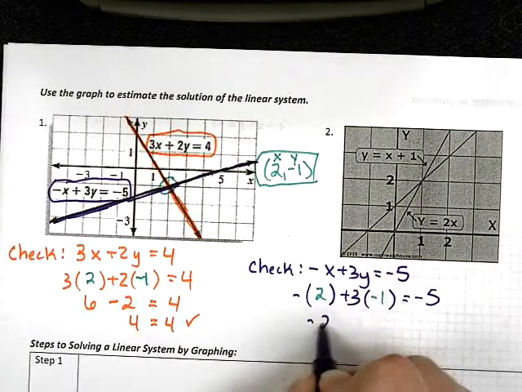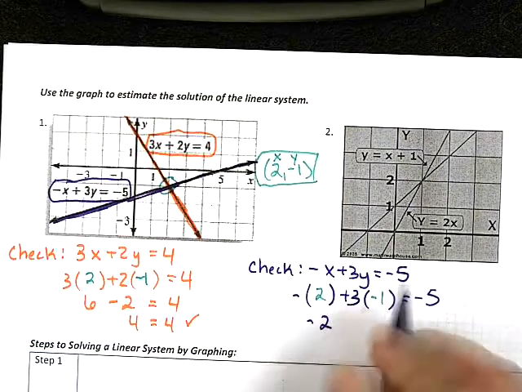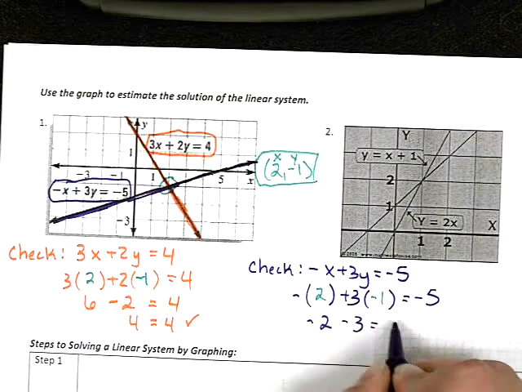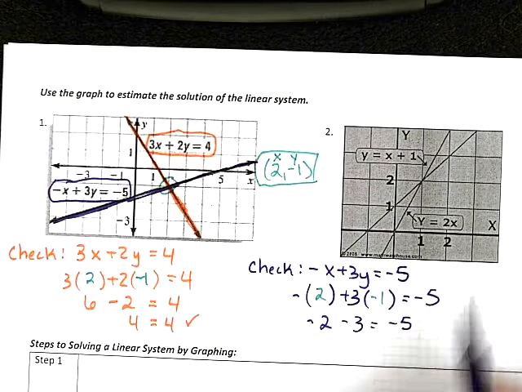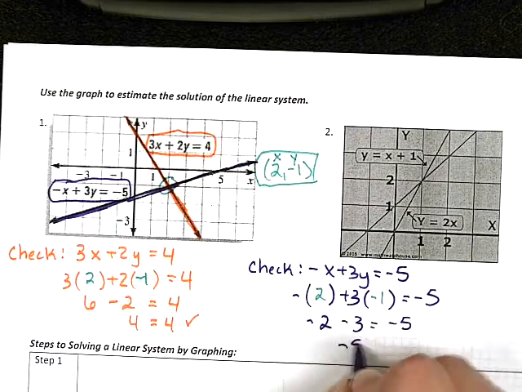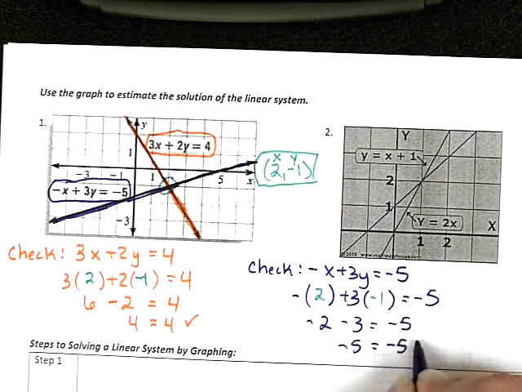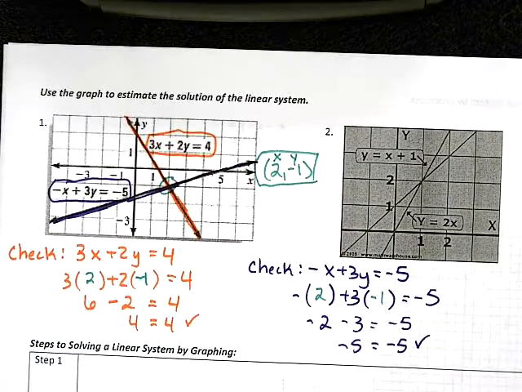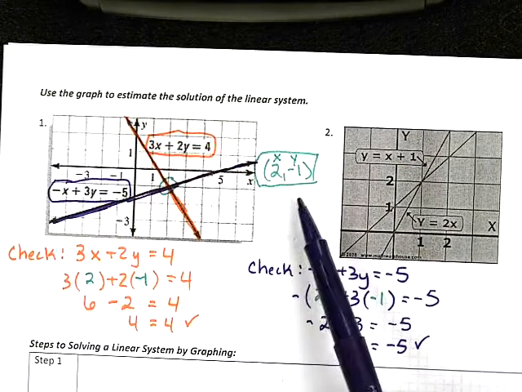Negative 2, and then 3 times negative 1 gives me negative 3 equals negative 5. And hey, negative 2 minus 3 is negative 5. That equals negative 5. That's true. That means that the point that I found is my solution to my linear system. So the point 2, negative 1 is my answer.